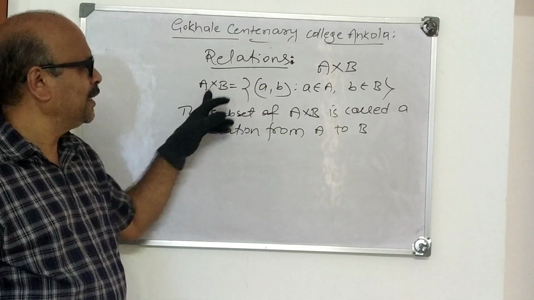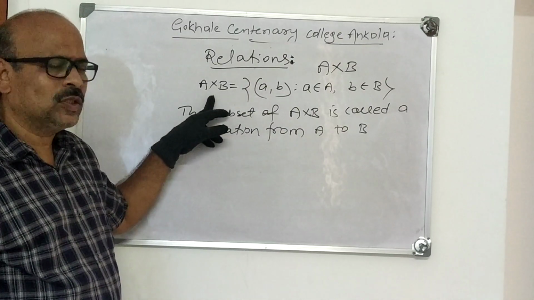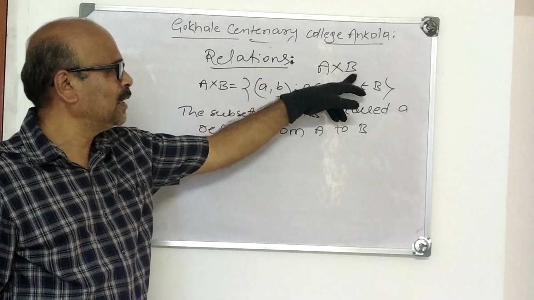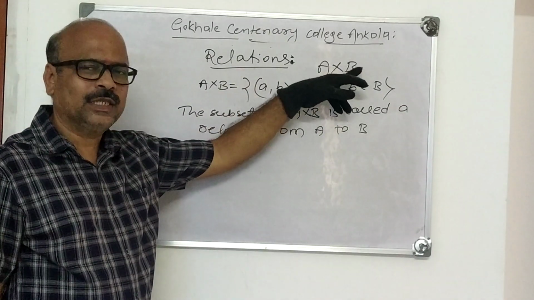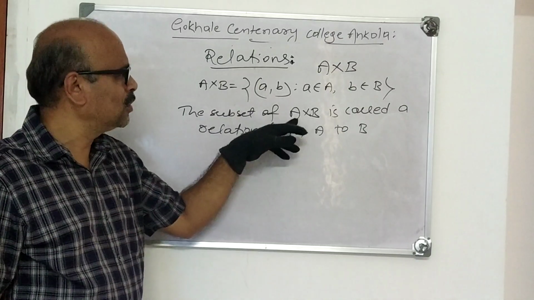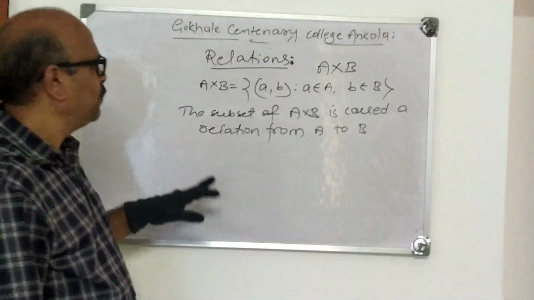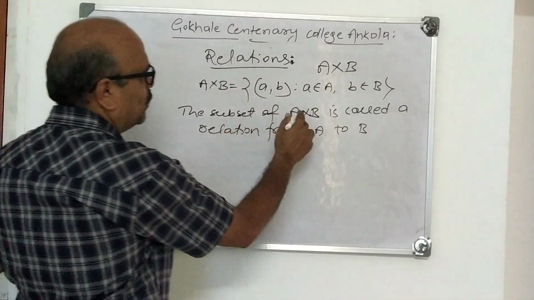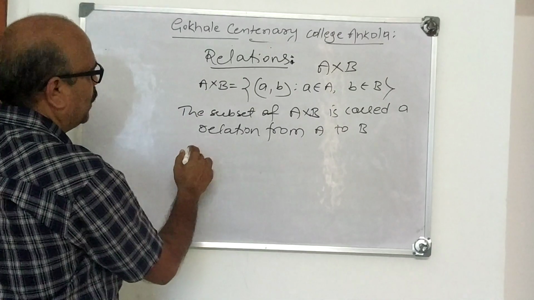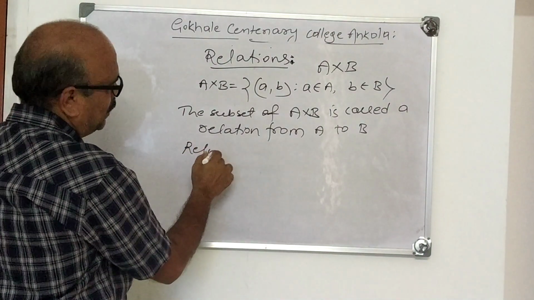You know what is A cross B? It consists of mn elements, if A consists of m elements, B consists of n elements. A cross B consists of m into n elements. Now, if we take a subset of that A cross B, that becomes a relation from A to B. That is a relation from one set to another. Now, we are interested in relation in a set.